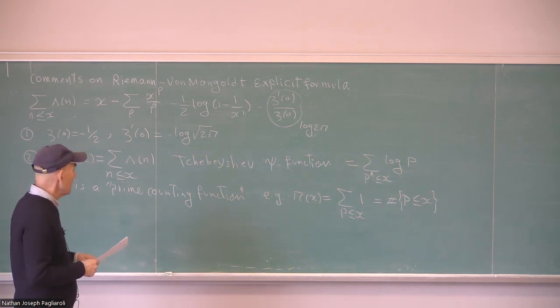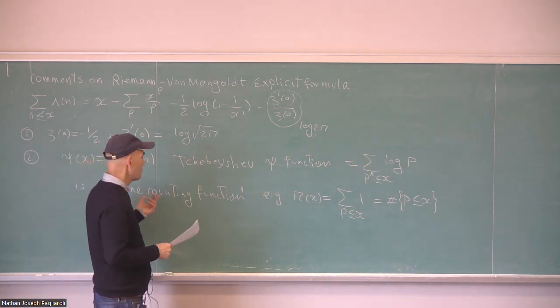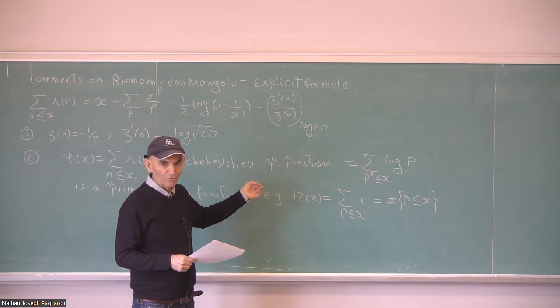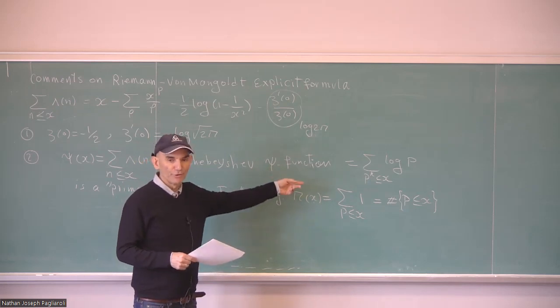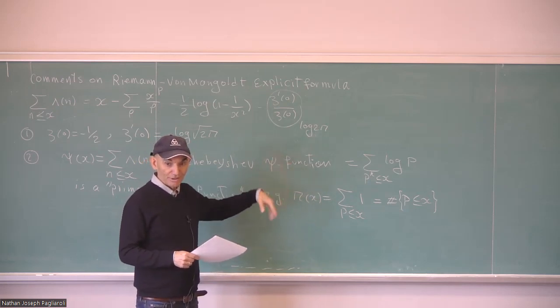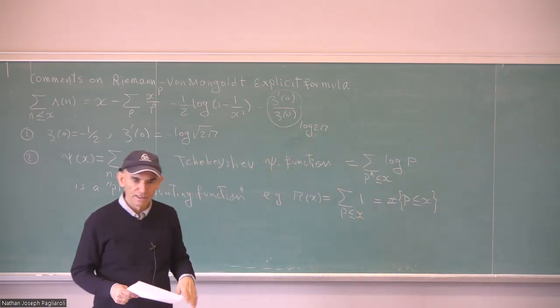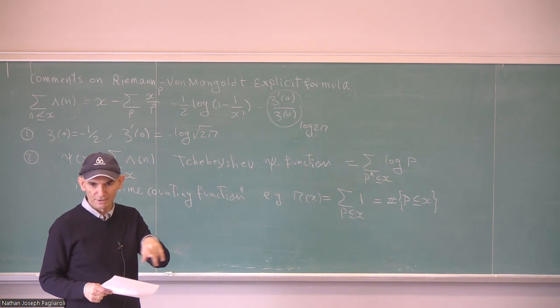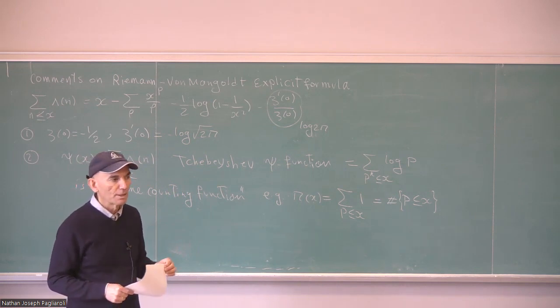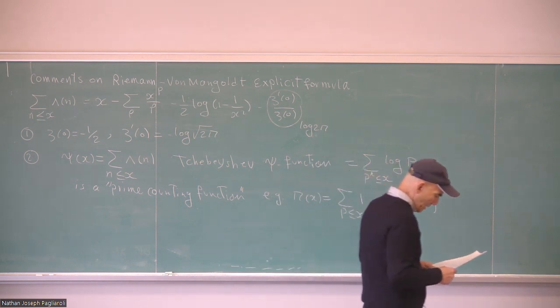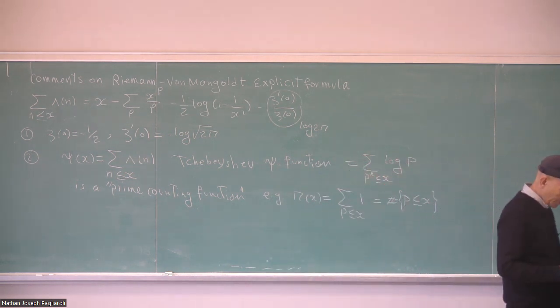The reason we call them prime counting functions is that they can all be expressed in terms of each other. If you know one of them, you can compute the other one. They're like Fourier transforms related to each other. And this is a big business in prime number theory, to relate those things.